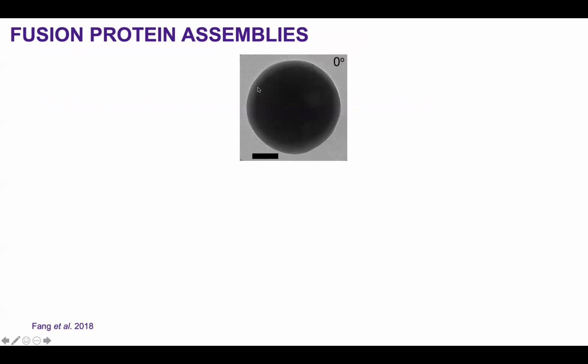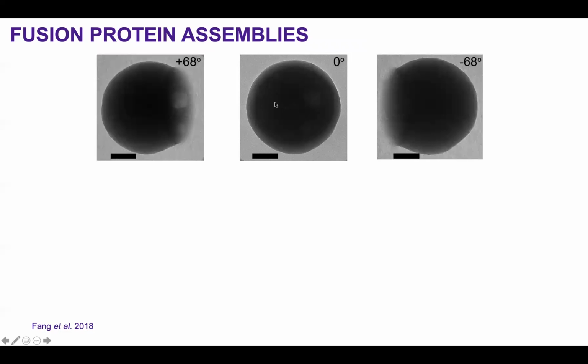However, let us look into this TEM image. It is a 2D projection at 0 degree angle, and you see absolutely nothing here. If I tilt to plus 68, collect a series of images, and go to minus 68, then you start to see that it's a spherical object. And this area here is the one which is attached to the grid. So this is slightly an artifact during the sample preparation.